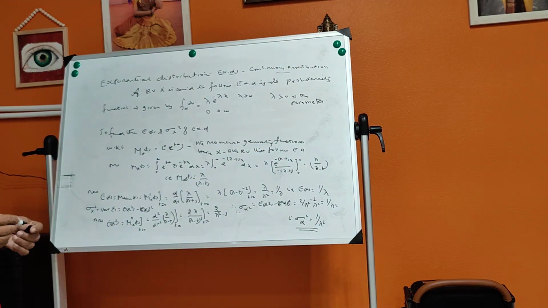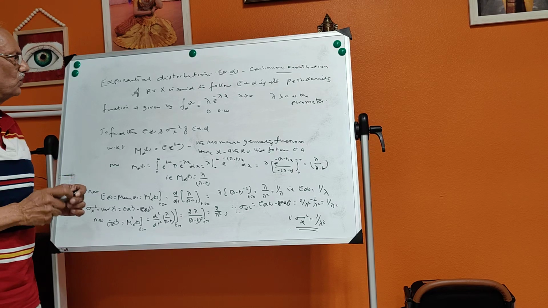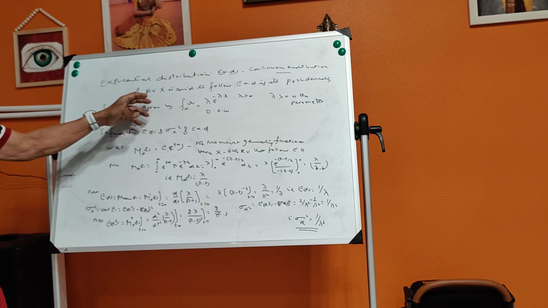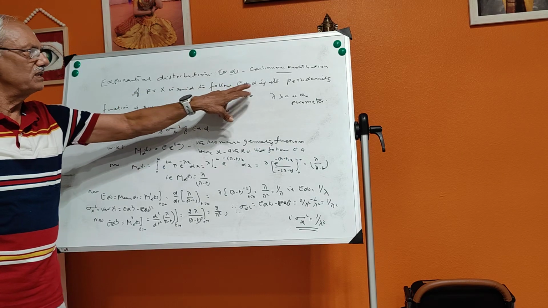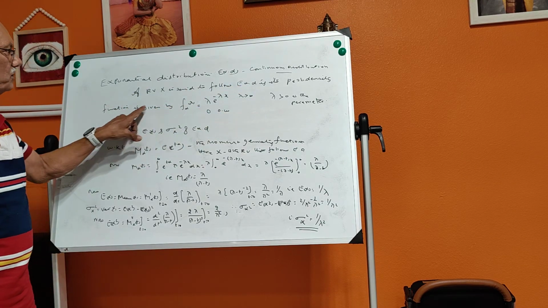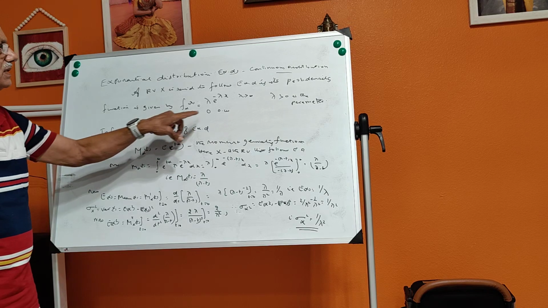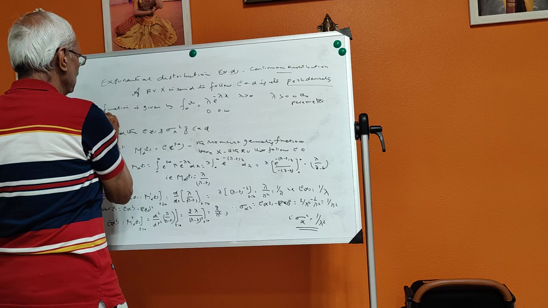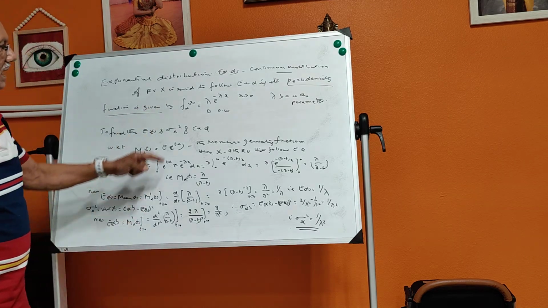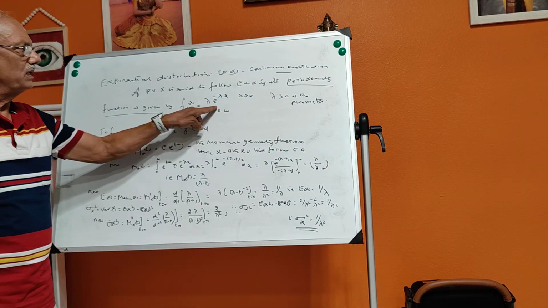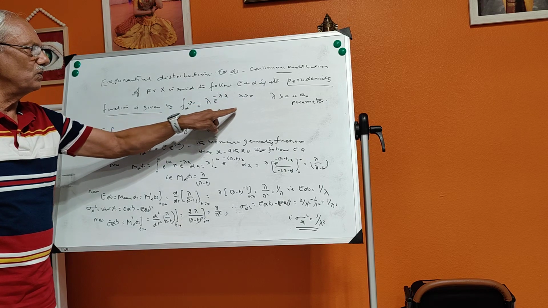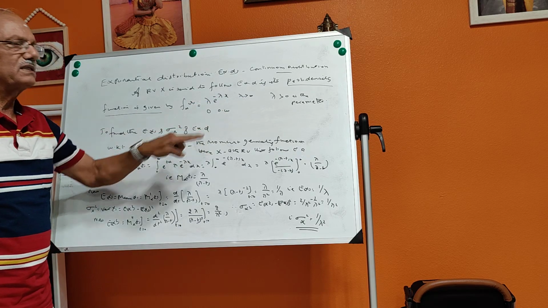We define this exponential distribution as follows. It is a random variable. If it follows the exponential distribution, its probability density function is given by f_X(x) is equal to lambda into e to the power of minus lambda x, for x greater than 0. In other places it is 0.